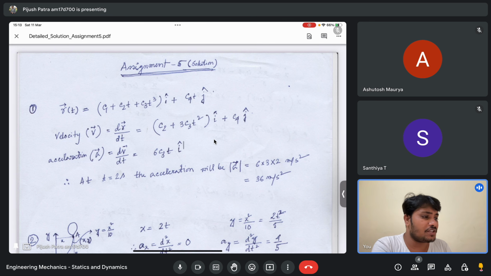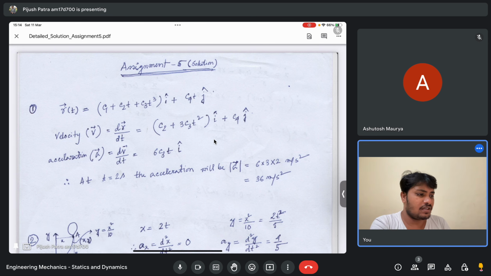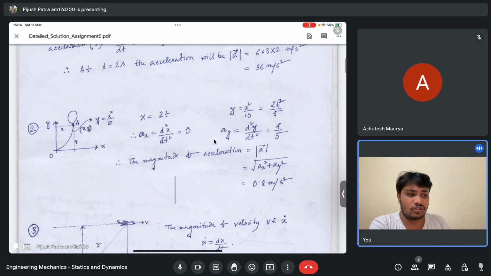And what is the value of c3? The value of c3 is given as 3 and t is equal to 2 seconds. So if you substitute all of that here, it is 36 meter per second square. So it's a very simple and straightforward question. There is nothing new in this. Now let me go to the next question.